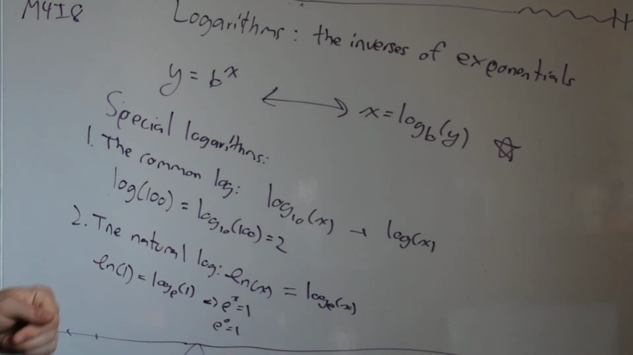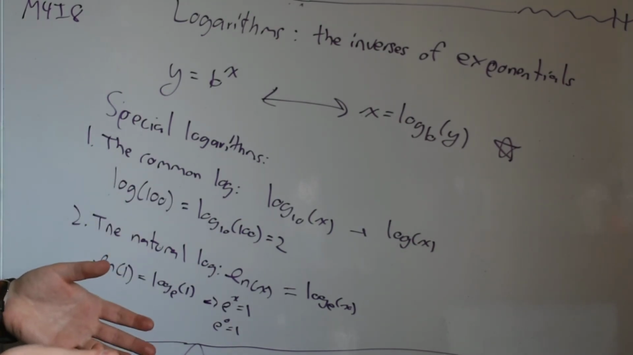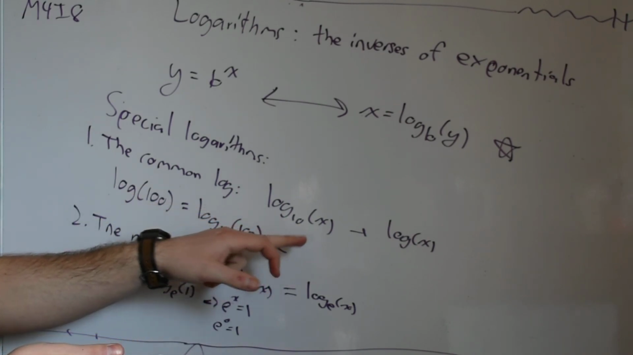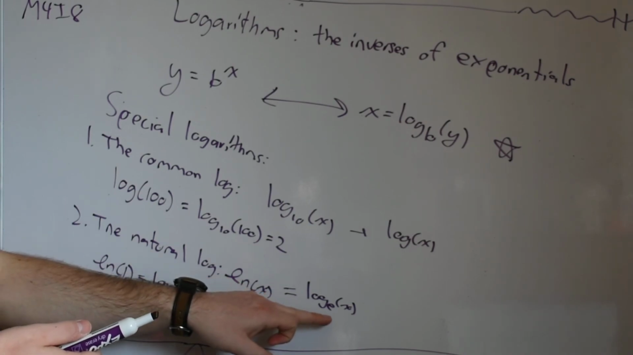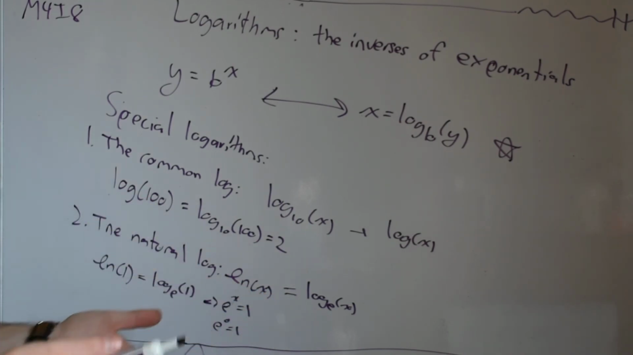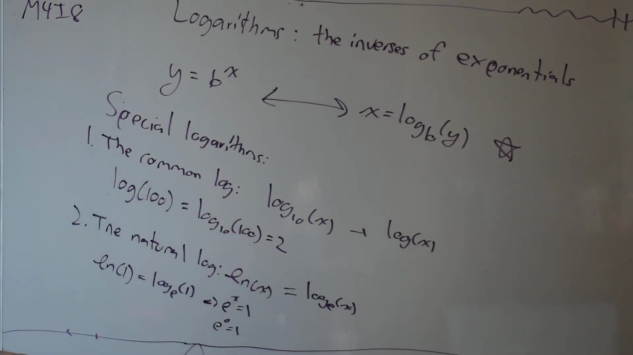That's what this means. So again, the common log, a logarithm without a base, is log base 10. And the natural log, ln of x, is log base e. Again, they get a special name because they're so common. There's nothing wrong with keeping them like this. Nothing at all.